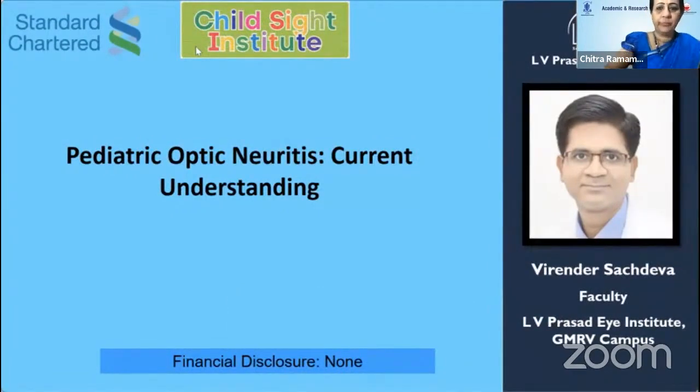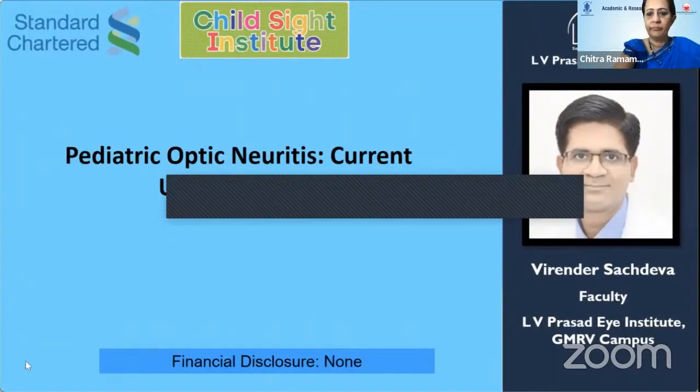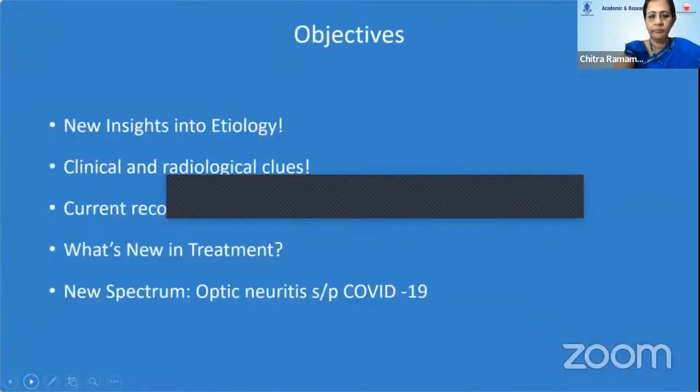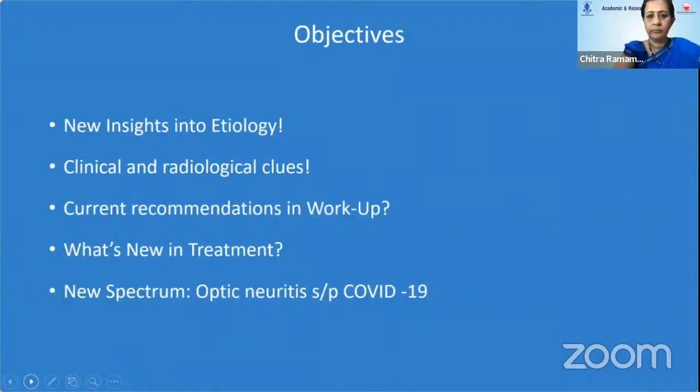As we all know, pediatric optic neuritis is one of the most common diseases that we come across in ophthalmology clinics, and a lot has happened in the last decade towards the understanding of the condition. Therefore, I would like to cover this topic with certain specific objectives, such as to understand the current understanding about the etiology, the clinical and radiological clues to establishing the underlying diagnosis, current recommendations for workup, the new options in treatment, and the new diseases that are possibly going to come across in the spectrum of etiology.